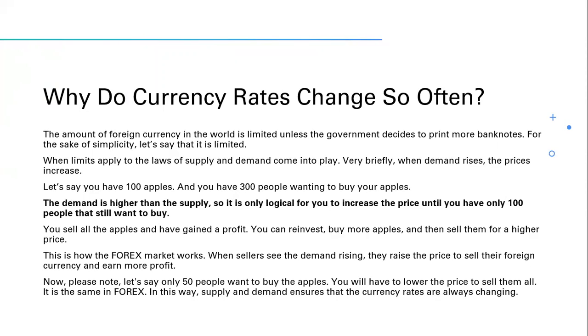When sellers see the demand rising, they raise the price to sell their foreign currency and earn more profit. Now, please note, let's say only 50 people want to buy the apples. You're going to have to lower the price to sell all those apples, right? And it's the same in Forex. In this way, supply and demand ensures that the currency rates are always changing.